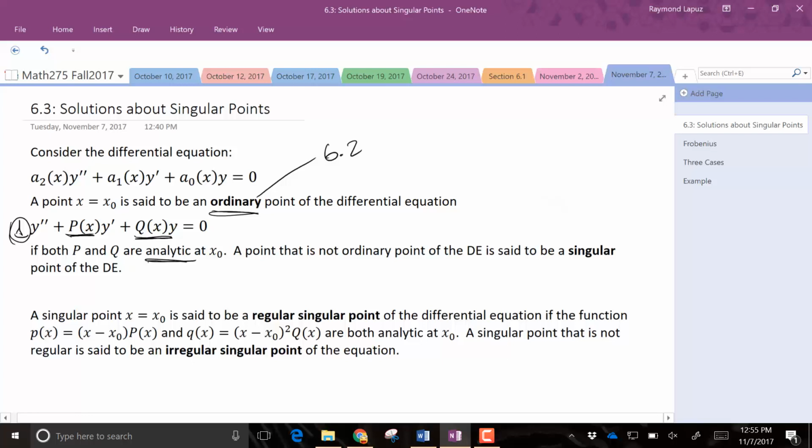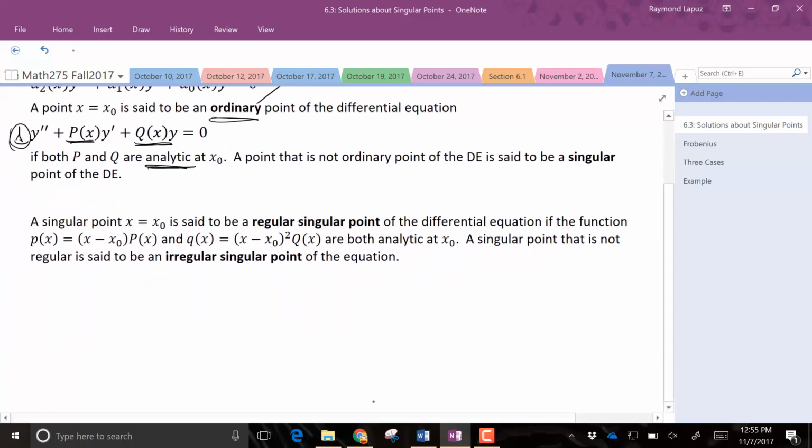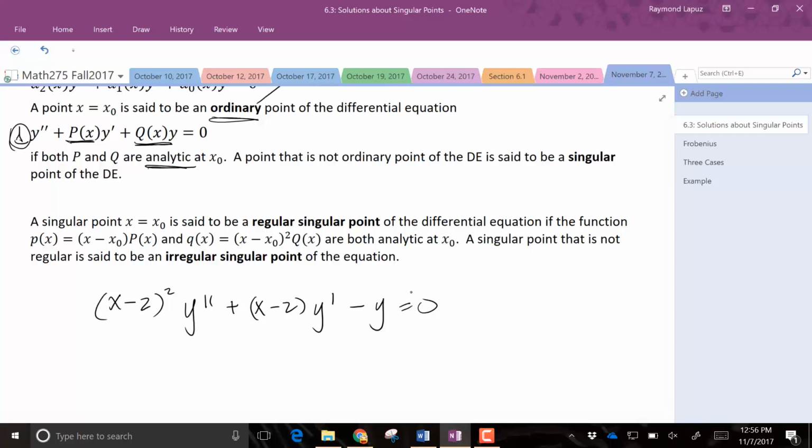So in other words, let's just do a quick example here. If we had (x minus 2) squared y double prime plus (x minus 2) y prime, and then we'll just say minus y, is equal to 0, then we get this into our standard form by dividing out that coefficient.